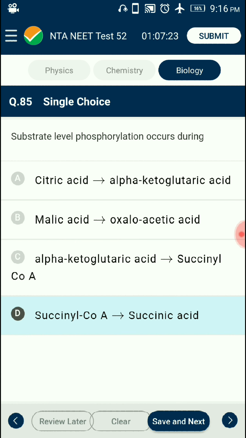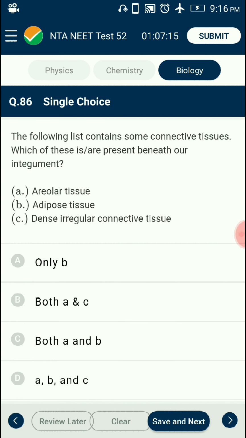Succinyl CoA is converted into succinic acid. During that time, substrate level phosphorylation takes place. Question number 86. The following list contains some connective tissues. Which of these are present beneath our integument? Skin. That is, integument is the largest organ in the body, acting as a protective covering. Skin is made up of multiple layers of connective tissues including areolar tissue.